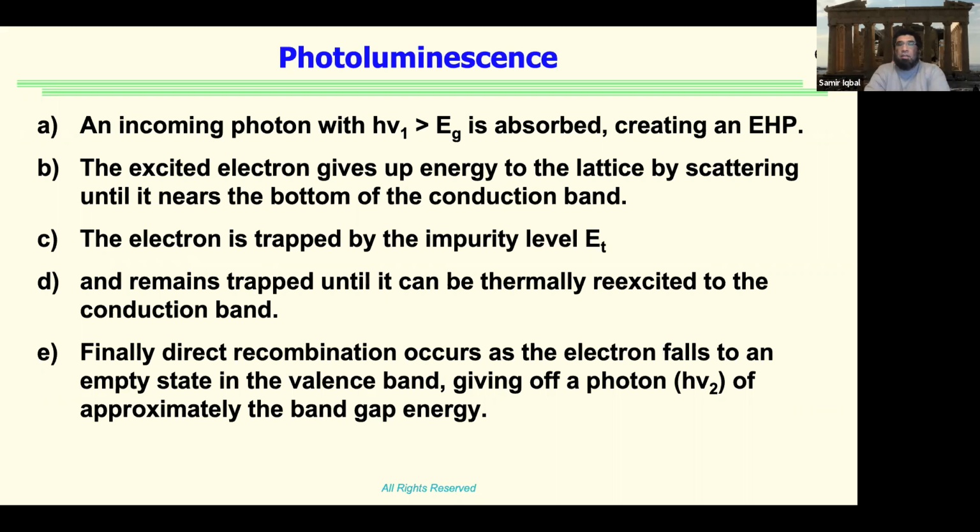In that case, we call that impurity level, having energy ET, a trap, because it's trapping your electron that needs to come down. It stays trapped until we thermally re-excite it to go back to the conduction band, and then it would jump directly down. That would be the electron falling directly back to the valence band. If it stayed trapped and then came to the valence band, that's indirect recombination. But we're still talking about direct recombination.